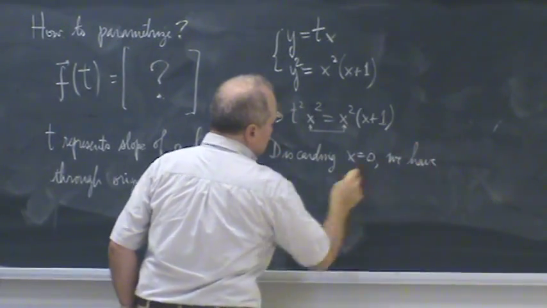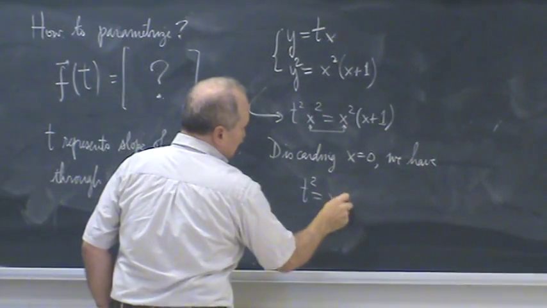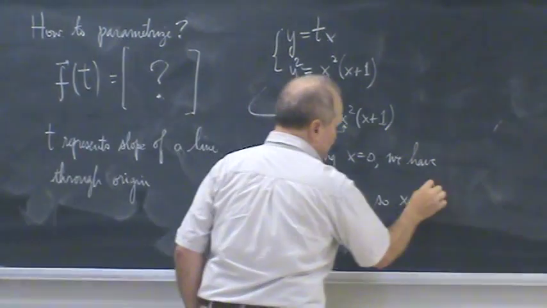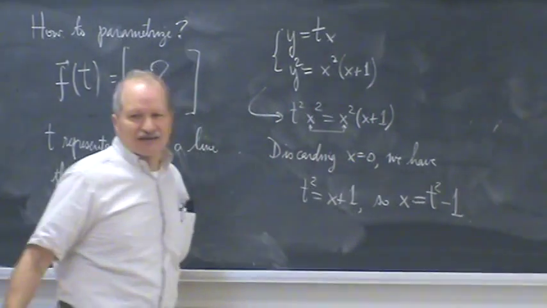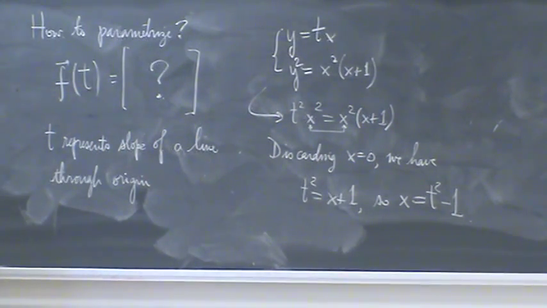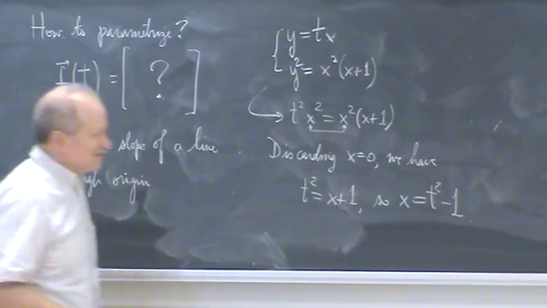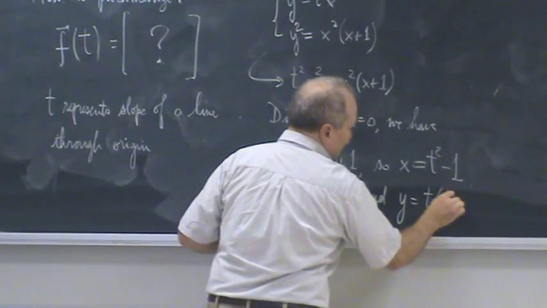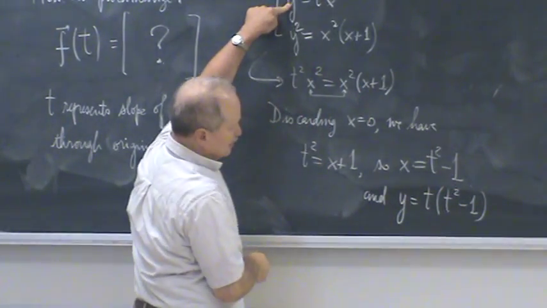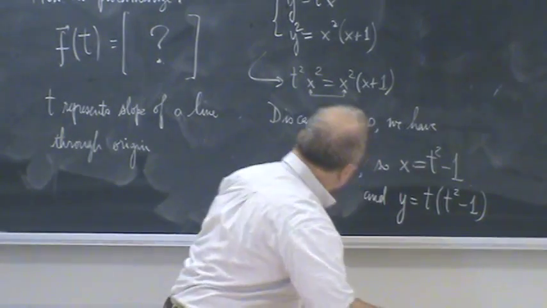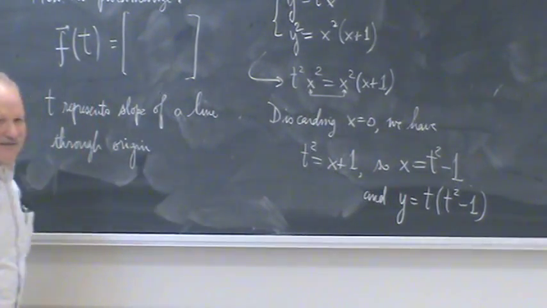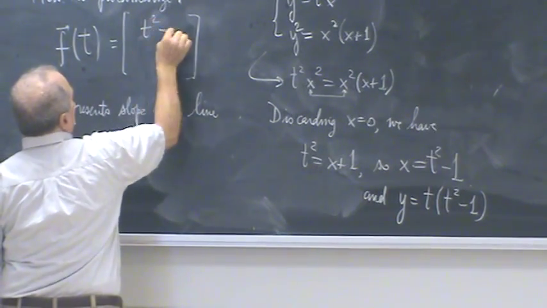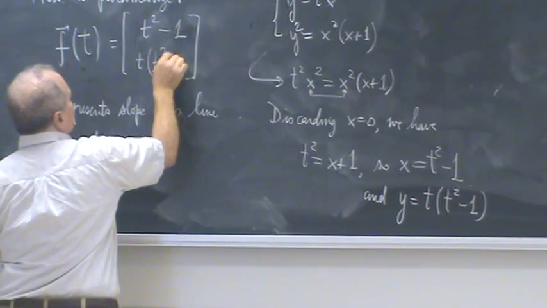T squared equals x plus 1, so what's x? T squared minus 1. I got x. But then you can also factor. What's y? T times x. Right, we said y was tx. Well, that wasn't so hard, was it? So my parameterization is t squared minus 1 and t times t squared minus 1.